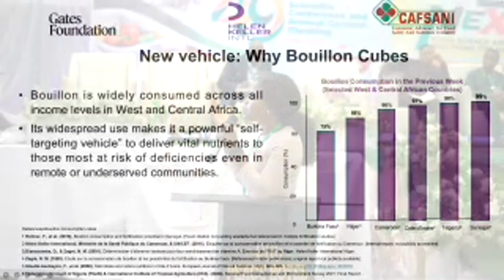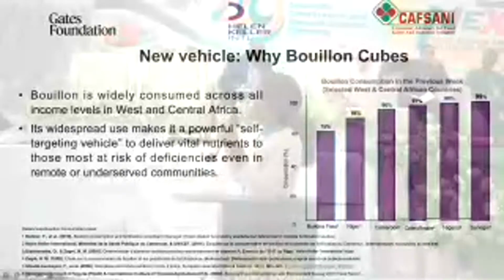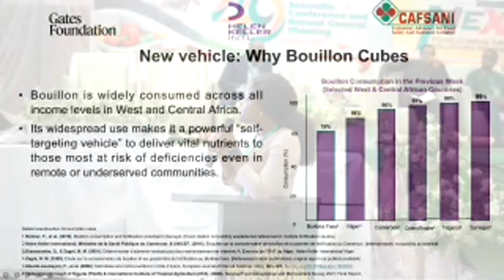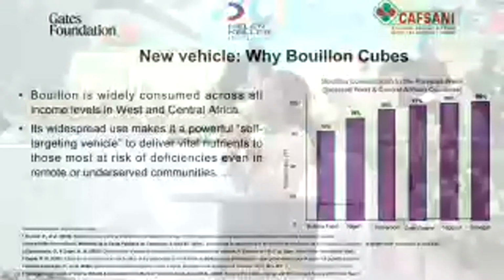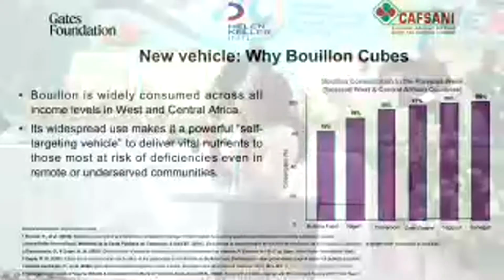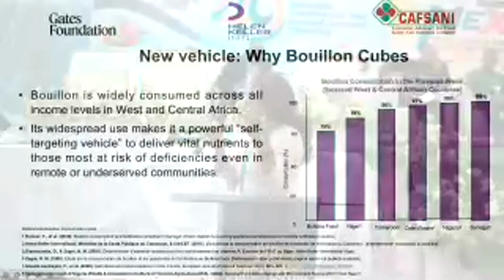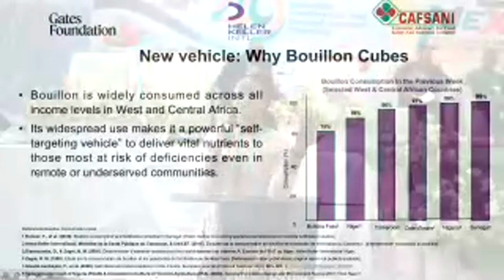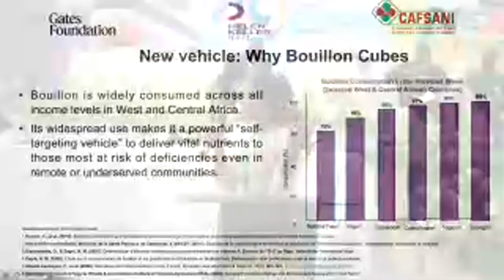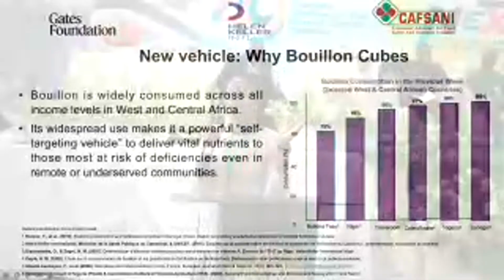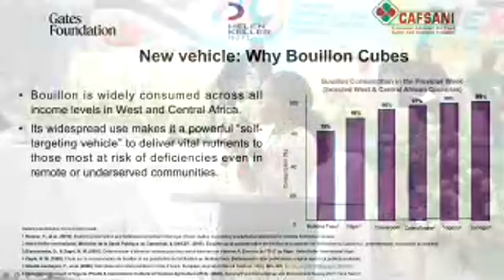For Burkina Faso, we had 79%. For Niger, 88%, Cameroon, 96%, Cote d'Ivoire, 97%, Senegal, 98%, and 99% respectively. So bouillon has already made itself a powerful self-targeting vehicle to deliver this nutrient to those most at risk of this deficiency, even in remote and underserved communities.